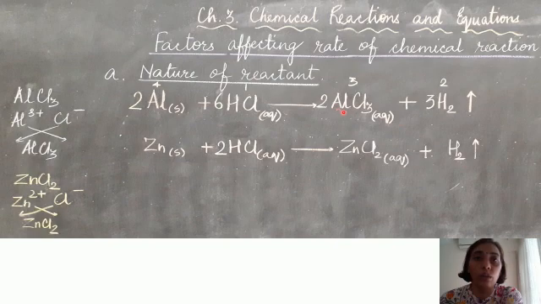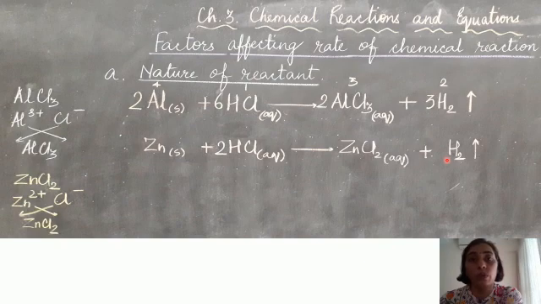Both these, that is aluminium chloride and zinc chloride, both are salts, but they are water soluble salts, so they dissolve in water, and so we get water soluble salts, aluminium chloride here and zinc chloride in this case. Both the cases we are getting hydrogen gas. What is to be noticed here?